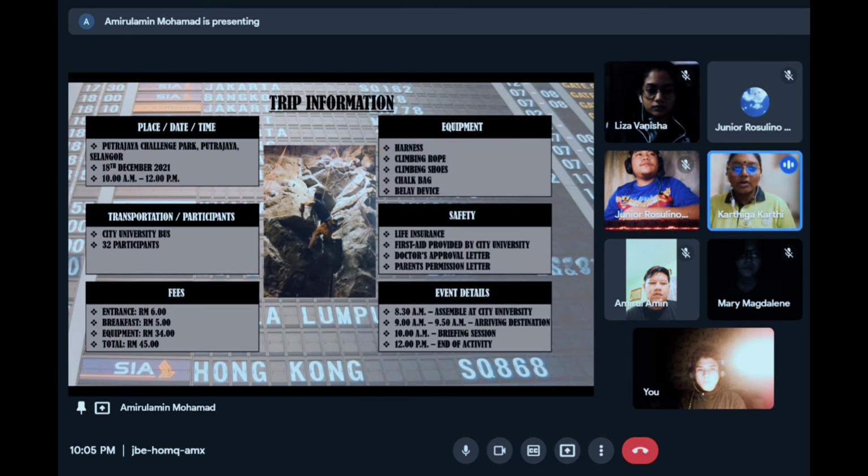Then for safety, all participants should be covered by life insurance. First aid will be provided by City University. Participants with health difficulties must provide a doctor's approval letter and permission letter from parents.